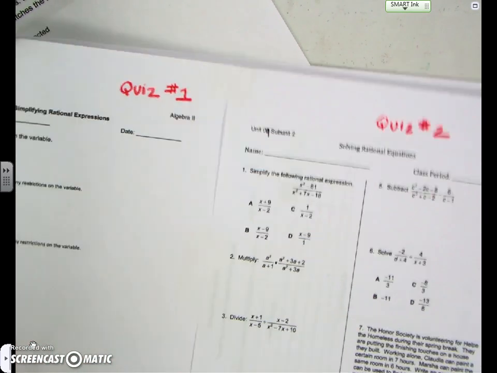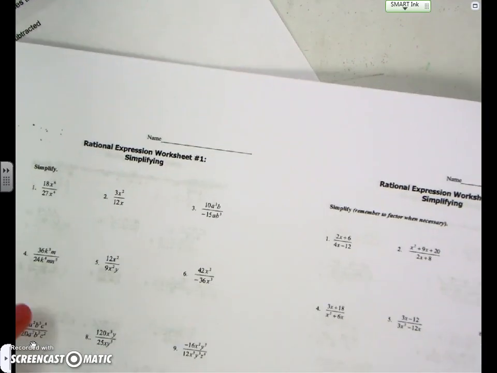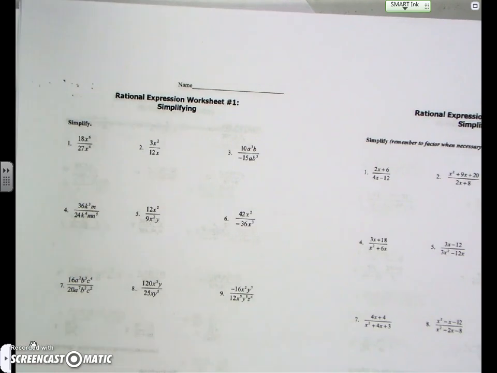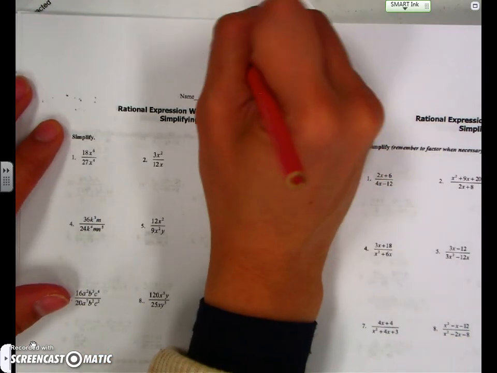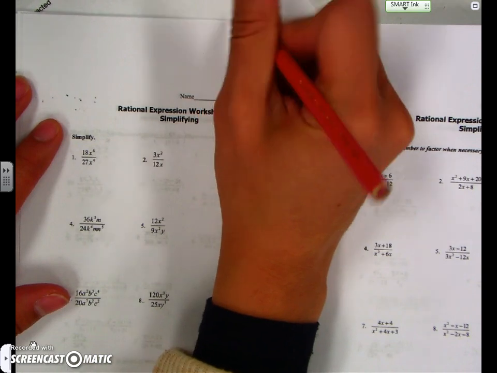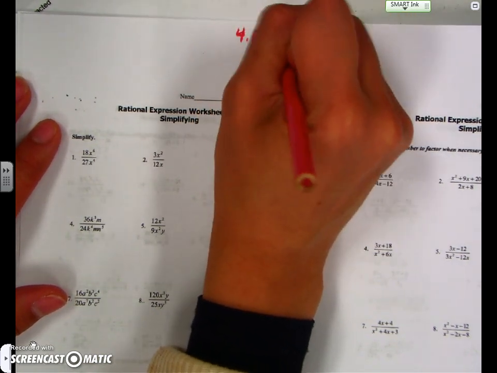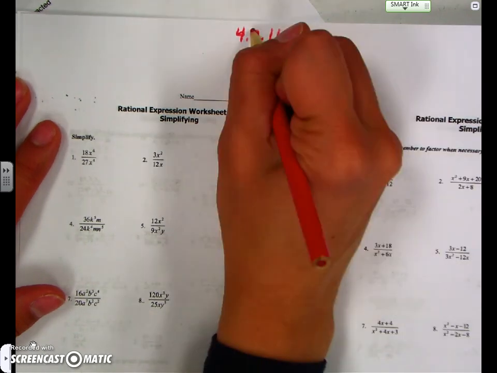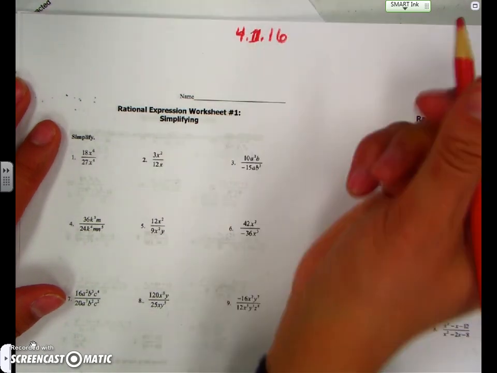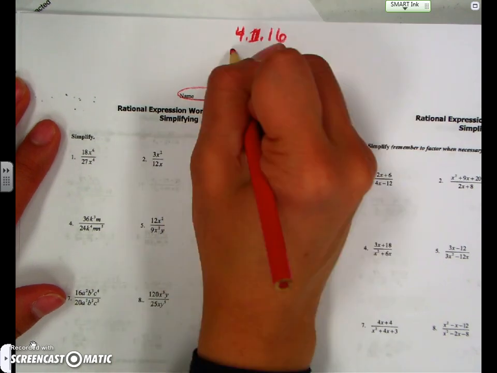Okay? All right, let's go to the other page, Rational Expressions Worksheet number 1. This is your packet for the rest of the week and the rest of next week. Okay, so simplifying rational expressions. Go ahead and put the date up at the top. Today's date is 4/11/2016. Make sure you put your name and then of course your class period.